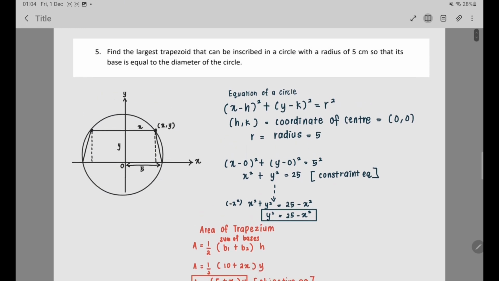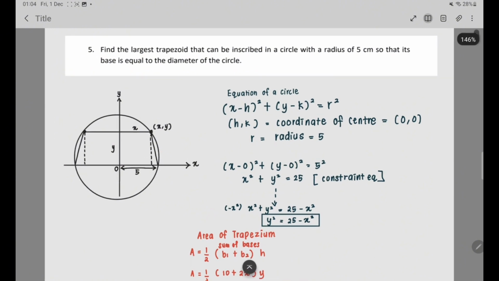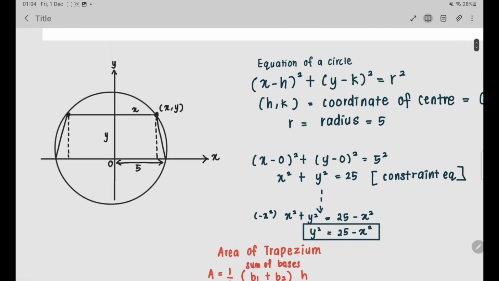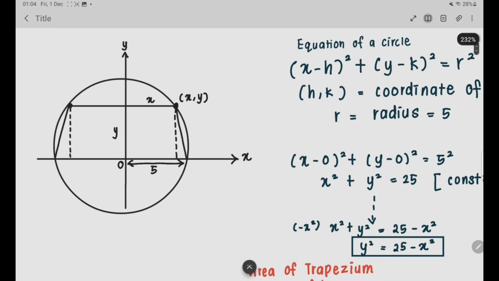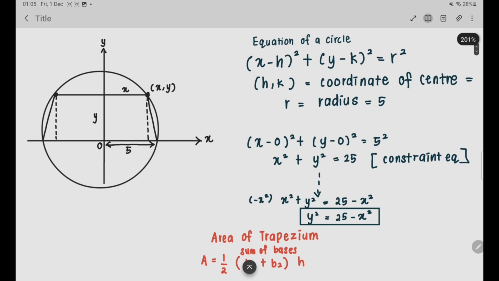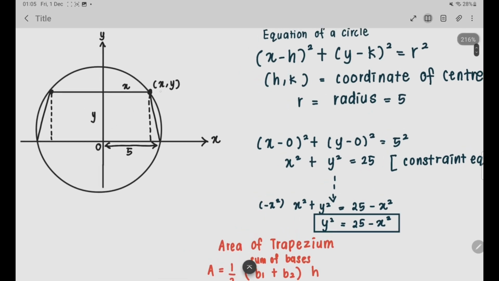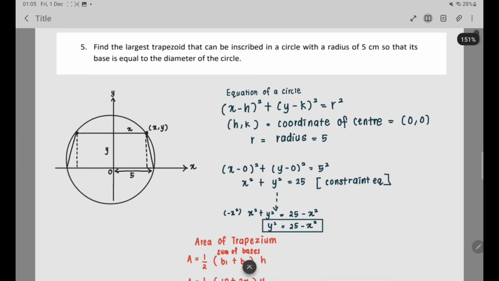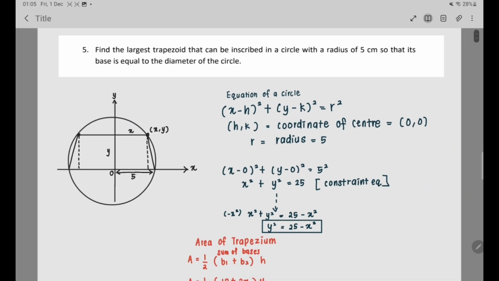The first thing we need to do is represent it as this diagram, with a trapezoid inside the circle. The maximum trapezoid can touch the circle, like a tangent. So this point is x and y, and it's already mentioned that the radius of the circle is 5 cm.